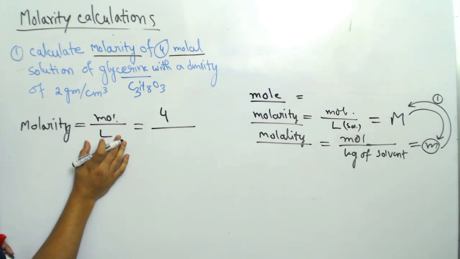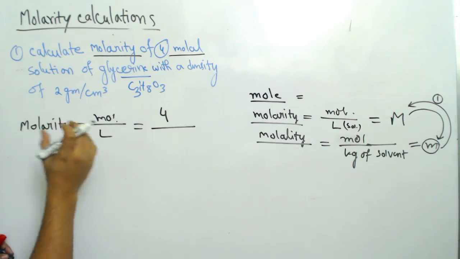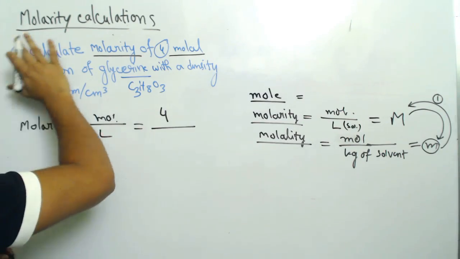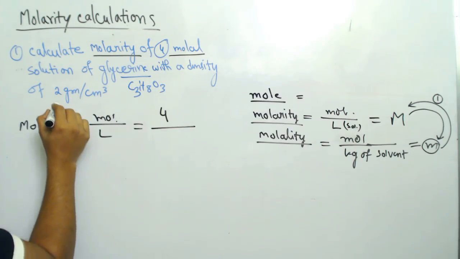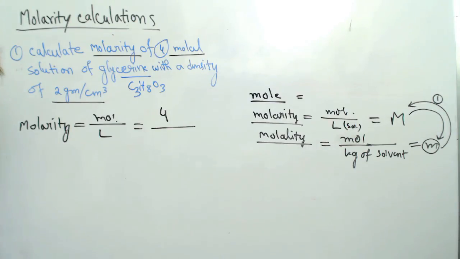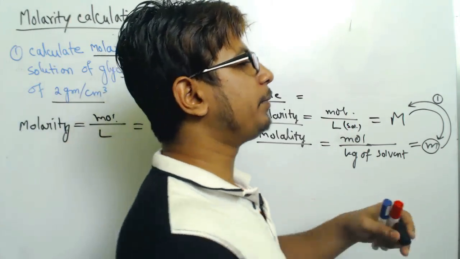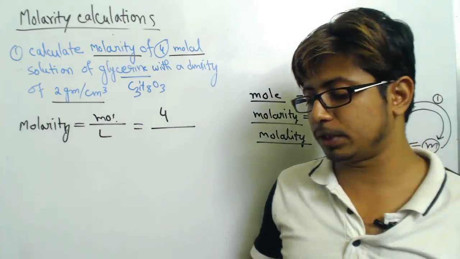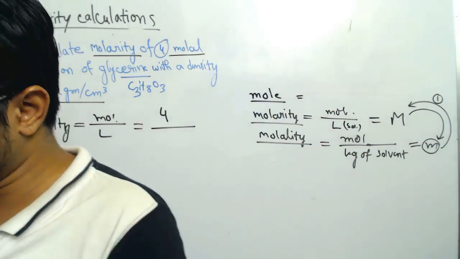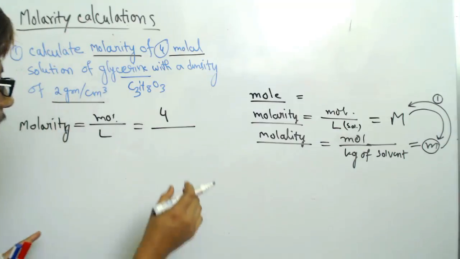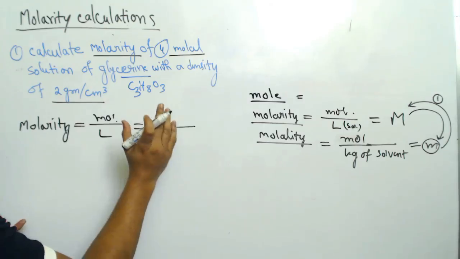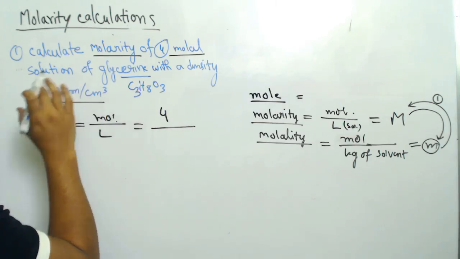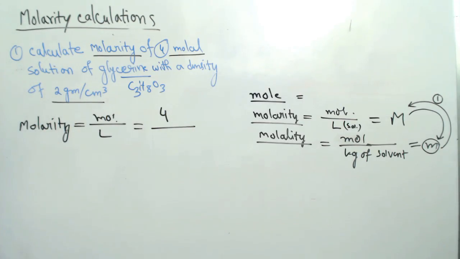So we only need the liters of the total solution, the total volume of the solution, which is not mentioned in this question. Instead of mentioning the volume, they have mentioned gram per cubic centimeter, which is the density of the solution. So now we need to calculate the volume of the solution from the density, because once we find the volume from the density, we can simply put in the value and we'll get the molarity of the solution. This is what we need to find first: converting this density into the total volume of the solution.